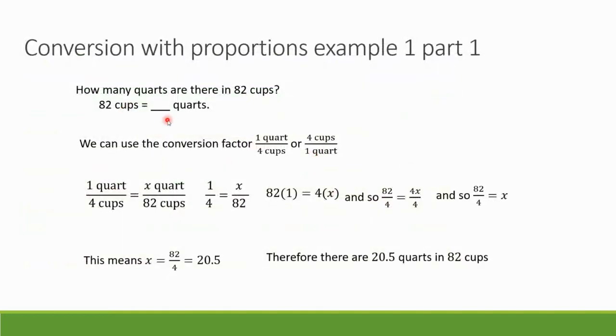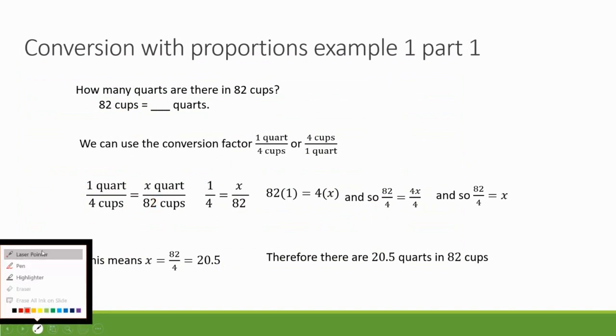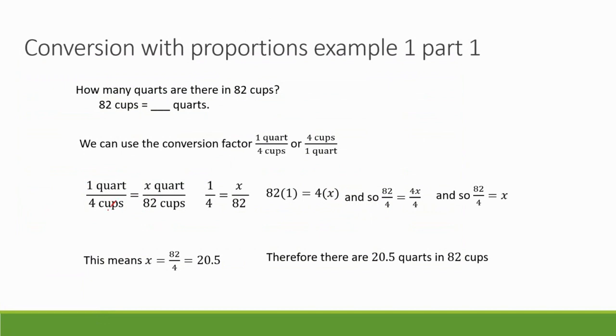So now we want to go from cups to quarts, right? So we could use a proportion if we wanted. That's what I'm doing here. 1 quart over 4 cups. X is the unknown. X is what we want. X is our blank, so to say. That's equal to how many quarts is 82 cups. So it's really just like before. What you do is you cancel units, like before, right? These cancel. These two cancel. You get 1 over 4 is X over 82, and then you just cross multiply.